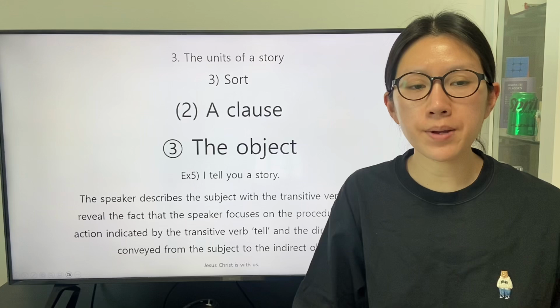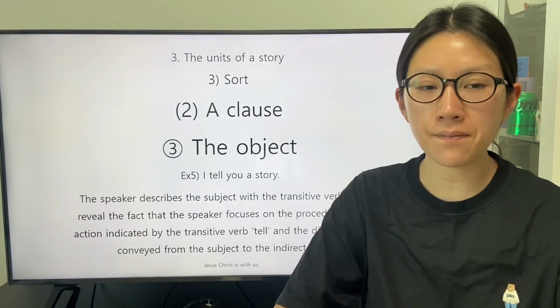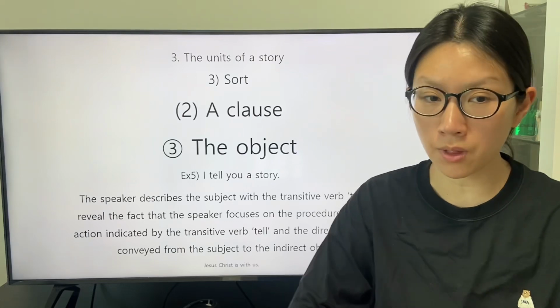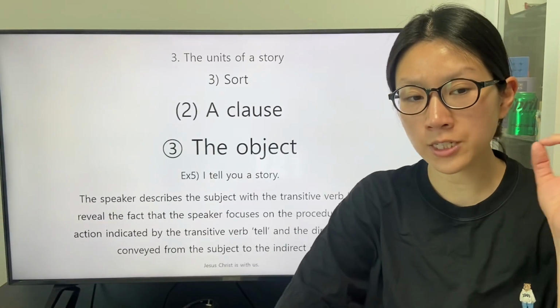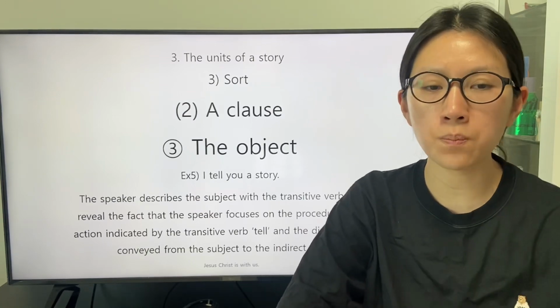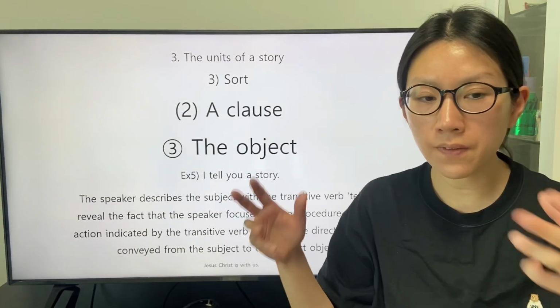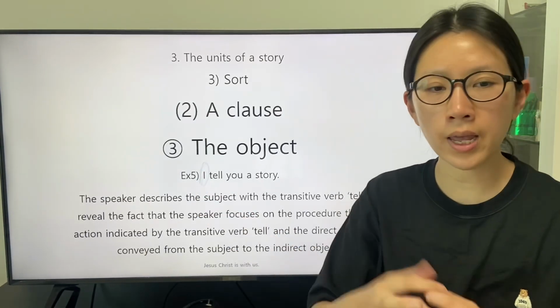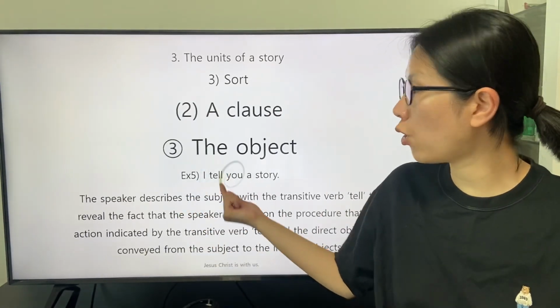The speaker describes the subject with the transitive verb tell to reveal the fact that the speaker focuses on the procedure, that the action indicated by the transitive verb tell and the direct object are conveyed from the subject, the speaker, and the indirect object, who are the listeners.